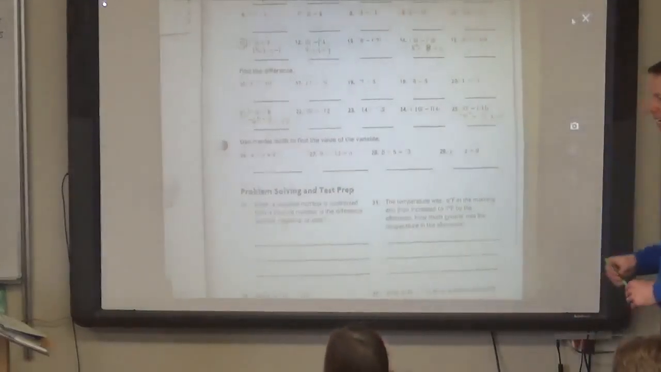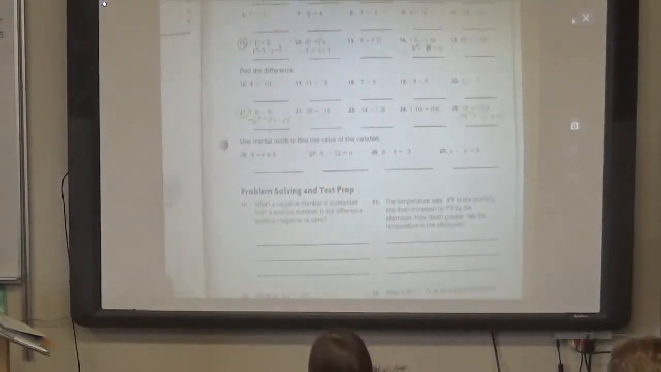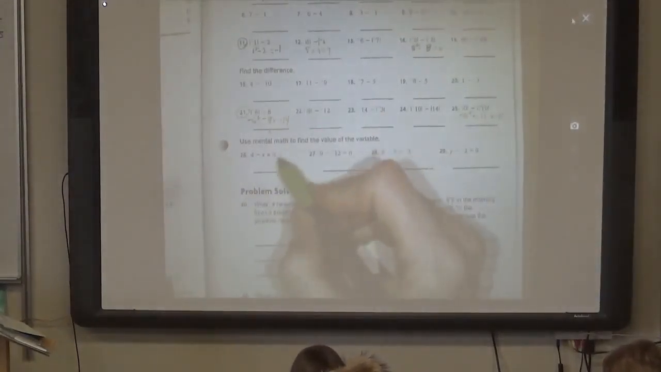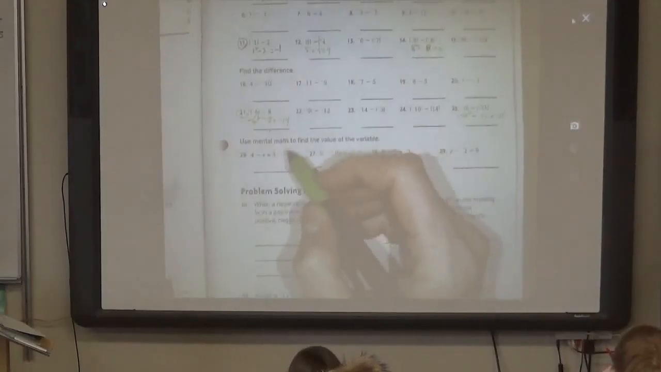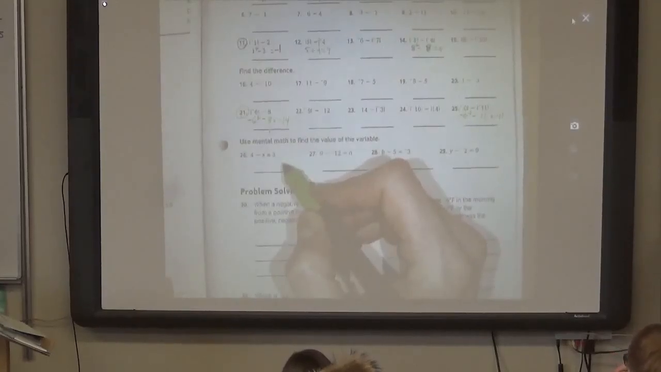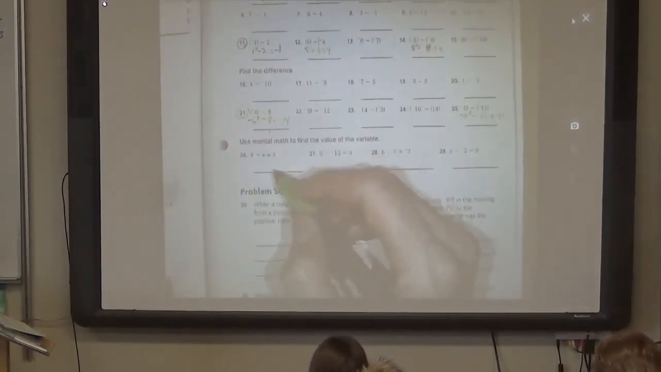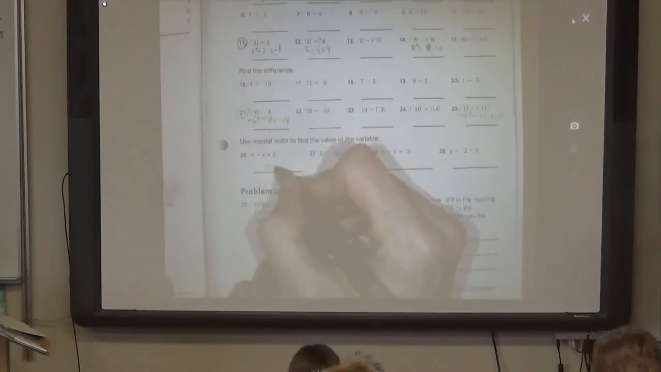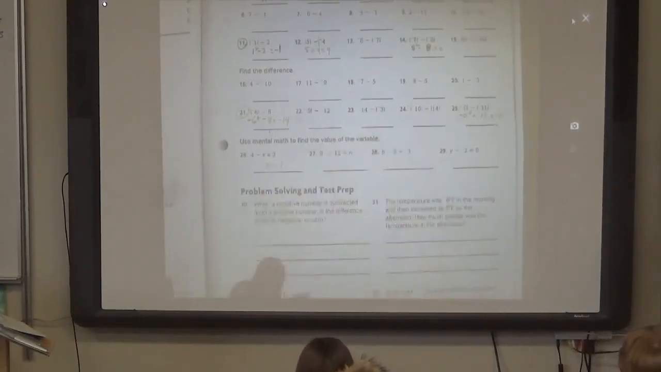Now, 26. Mental math. How can you get a positive here? How can you get a positive 3? If you did 1 minus negative... yep, equals 4. That one means x minus negative 7 equals 1. That's easy. Alright.